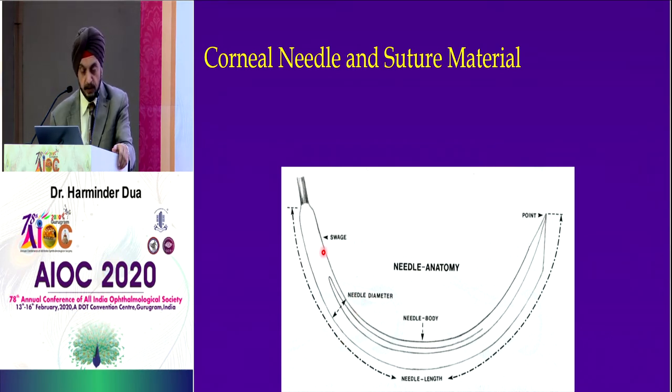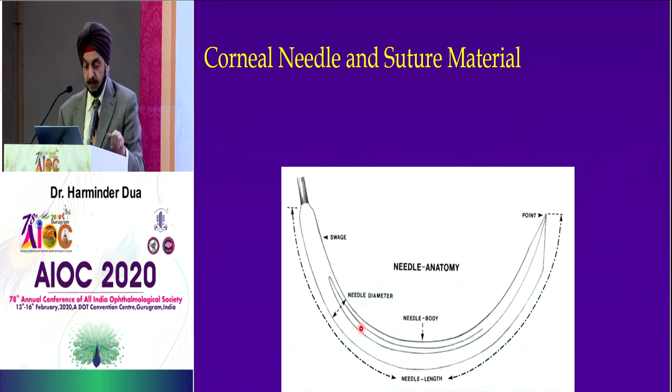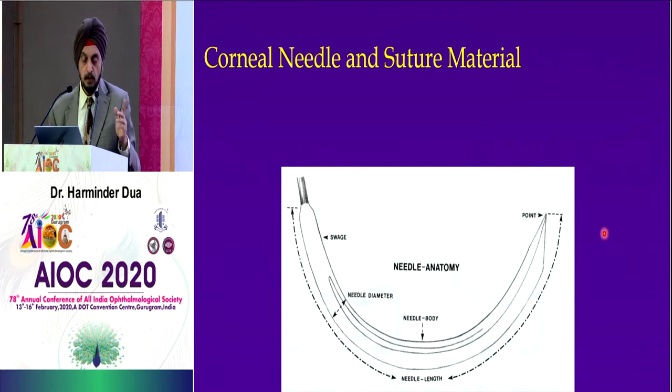If you hold it in the round part, it will quit swiveling in your needle holder. Very important to hold it where the needle becomes flat. In practical terms, your 10-0 monofilament nylon needle, Alcon, Ethicon, all of them make it. And if it is double armed, the needle that comes with the double arm is better than the one that comes with a single arm, and I'll tell you why.